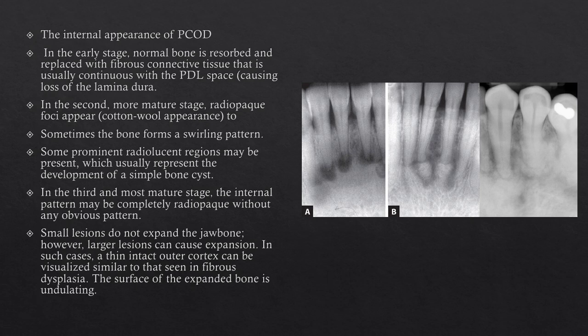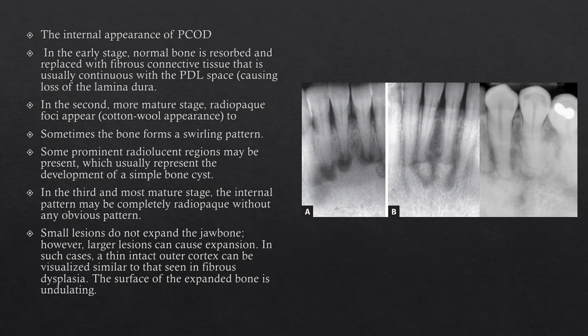So the internal appearance, like already mentioned, is of 3 stages. You can look at the images there. A is the initial stage where there are multiple lesions which are radiolucent. The next stage is where there is going to be a mixed radiolucency and radioopacity, and the final stage is where there is going to be just radioopacity that is seen.